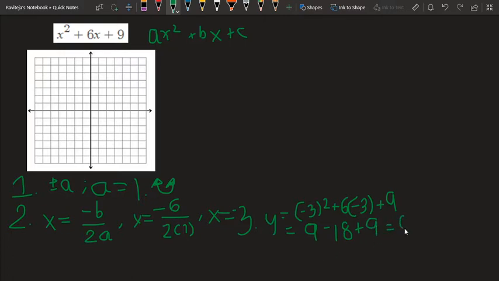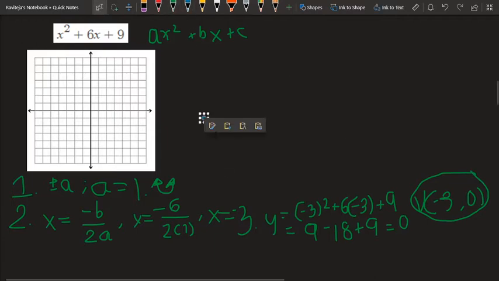So since our y value is 0 and our x value is negative 3, we know our vertex of this graph is at negative 3, 0. So let's put this point on the graph. Right here at negative 3, 0.